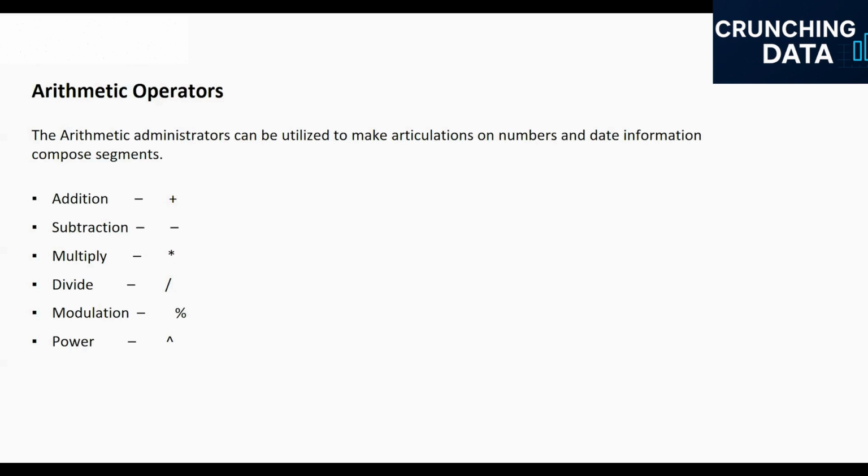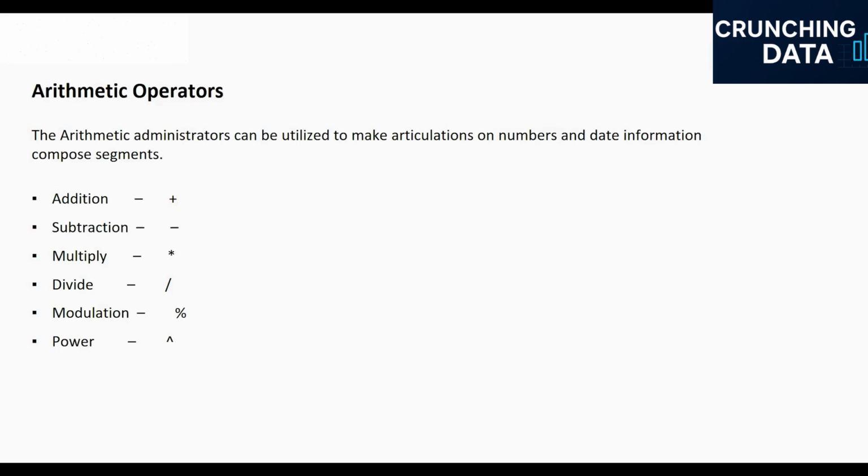Here, the asterisk sign represents multiplication, which allows you to find the product of numbers, useful for calculating totals or percentages. Next is division. The forward slash is used for division, which enables you to divide one number by another. This is handy when you are trying to find averages or ratios.